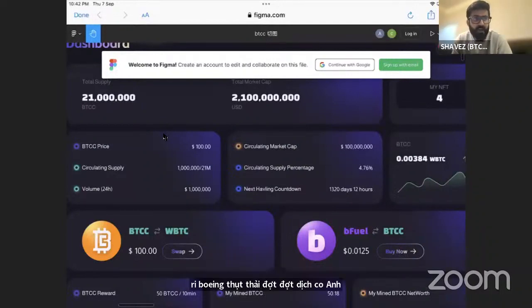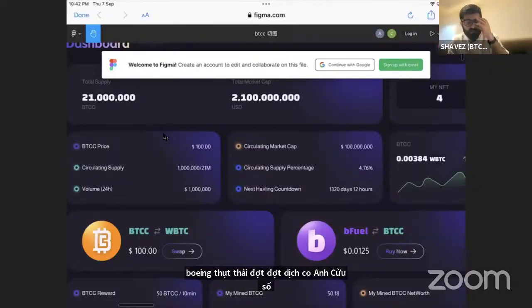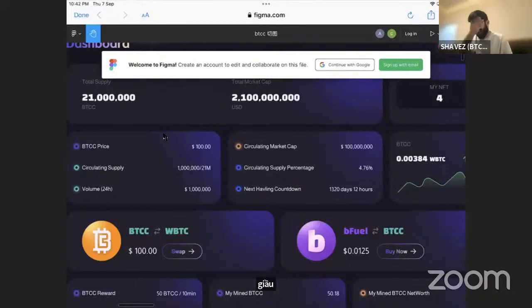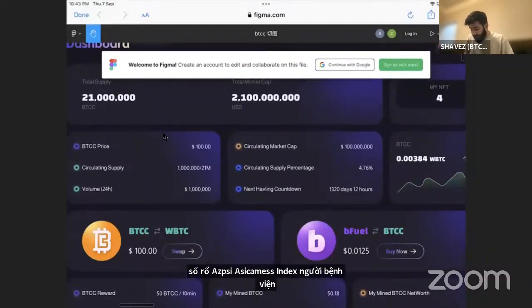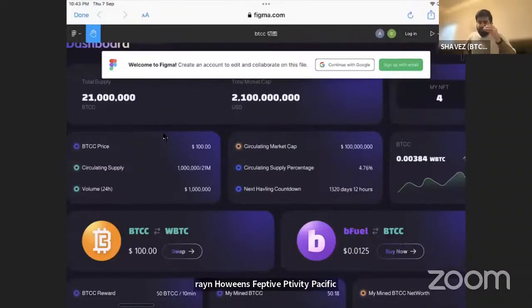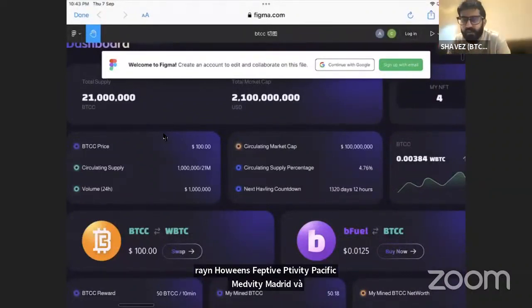Every halving will reduce the rewards by 50%. So as we commence into halving, we will mine 50 BTCC every 10 minutes, but after the halving, we will mine 25 BTCC every 10 minutes.